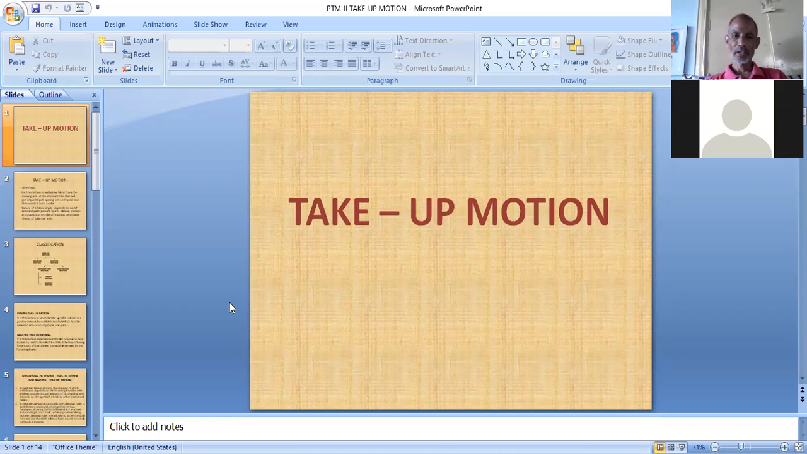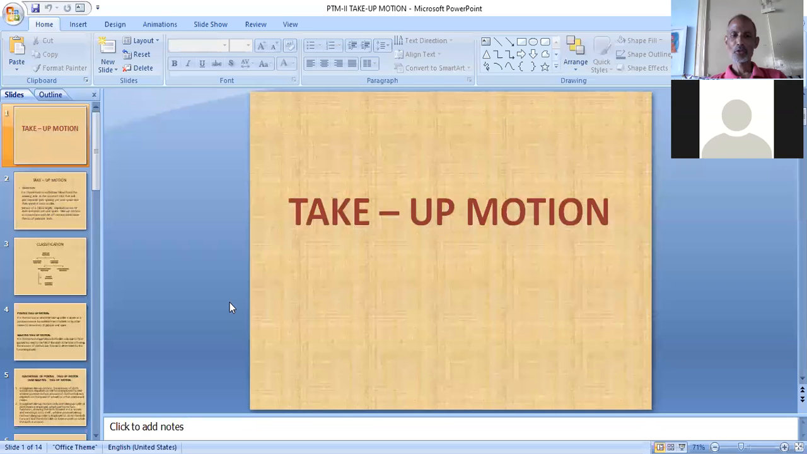So today we are going to cover another motion or mechanism of loom, that is stack-up motion, and it is a part of secondary motions. As in the beginning we have taken classification of weaving motions. They are categorized into three categories: primary, secondary, and auxiliary motions.